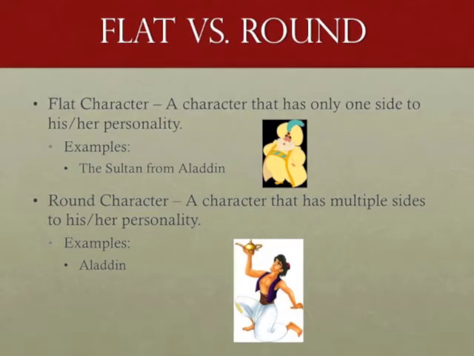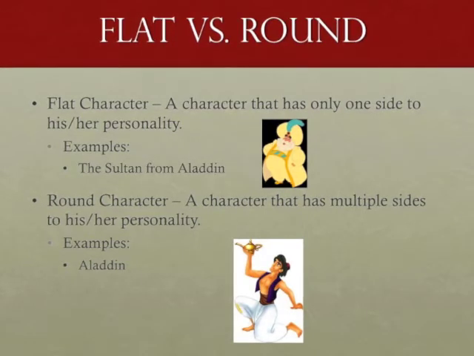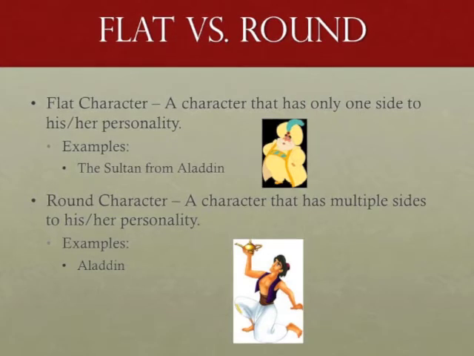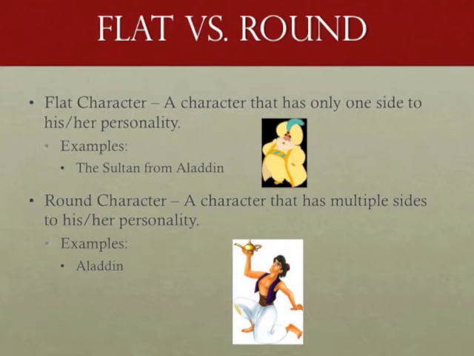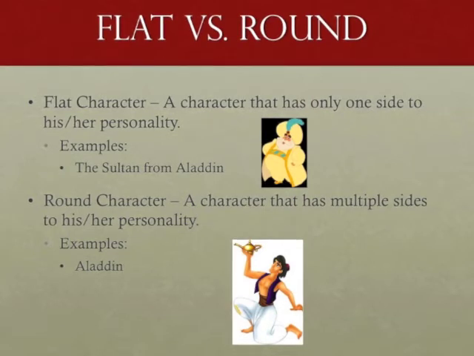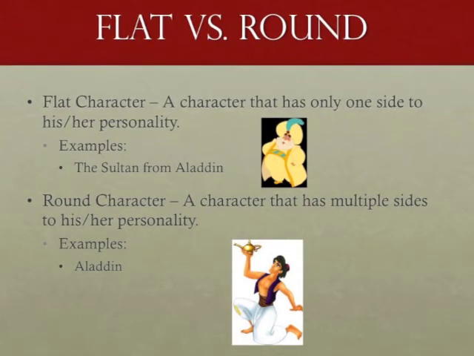A round character is a character that has lots of sides, multiple sides to their personality. An example of this is Aladdin, right? We know Aladdin is a good guy, but sometimes he steals, and he's very sweet to Jasmine, but then he lies to her. So his character is very round.